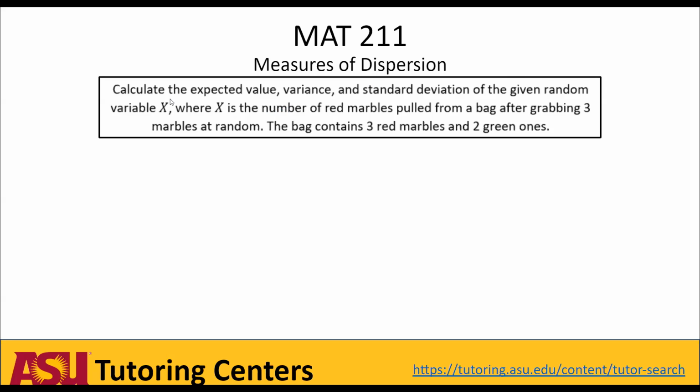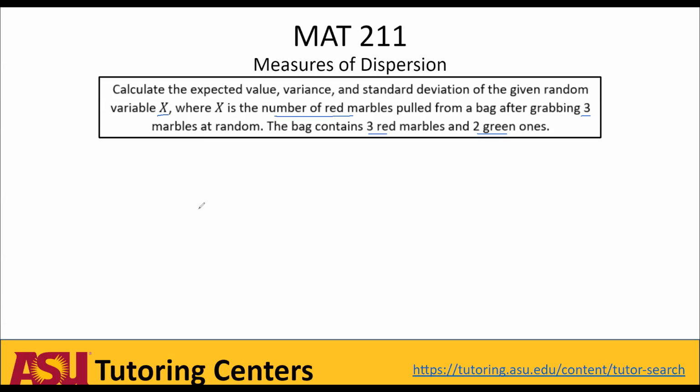So, we want to calculate the expected value, variance, and standard deviation of the given random variable x, where x is the number of red marbles pulled from a bag after grabbing three marbles at random. The bag contains 3 red marbles and 2 green ones. So the first thing we need to do here is determine what our probability distribution is.